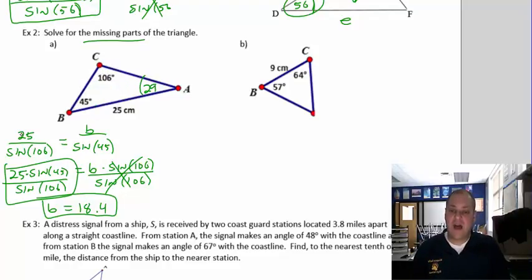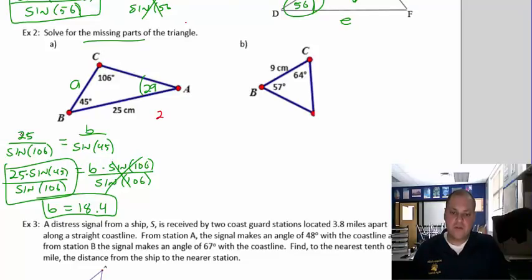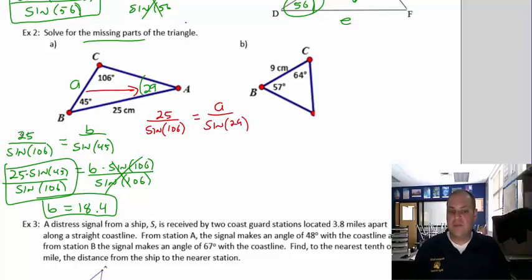Now I could find, because I have opposite here and I have opposite here, I could find A now. So I'm going to do the same thing. 25, let me switch colors. So I'm going to do 25 over the sine of 106, because that's the same opposite pair that I know works. And that's going to equal A over the sine of 29, because the opposite angle. Same thing. 25 sine 29 equals A sine 106.